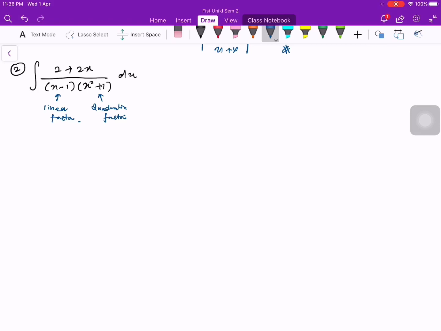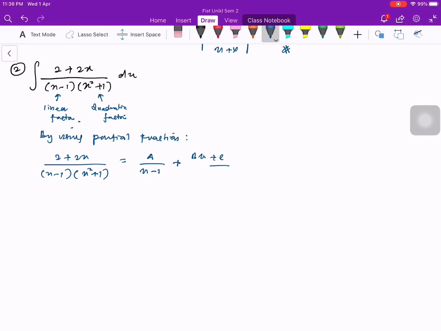Now we proceed with partial fractions. Using partial fractions of 2 plus 2x over (x minus 1)(x squared plus 1), we are going to have, for the linear factor, a over x minus 1, plus, for the quadratic factor, bx plus c over x squared plus 1.